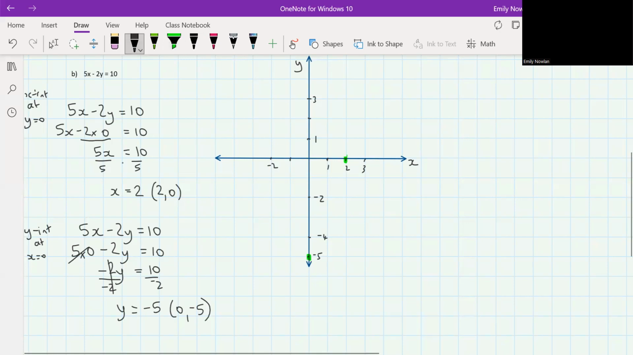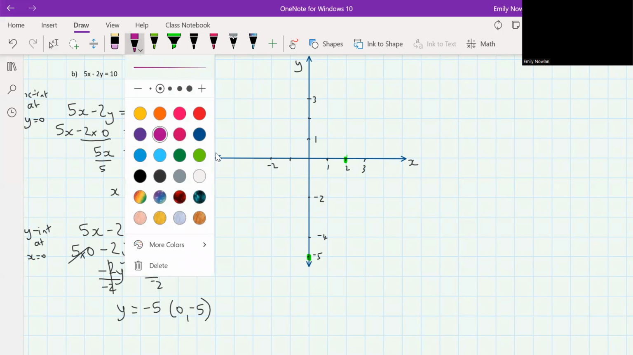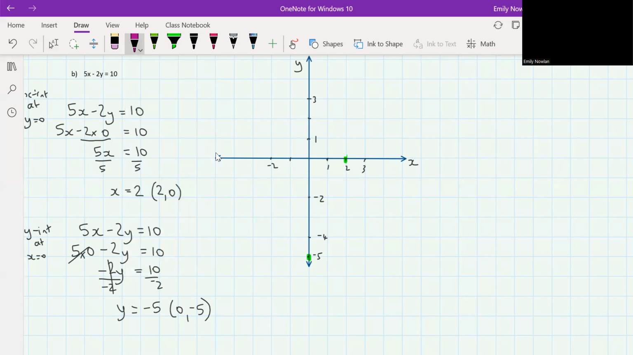Now I get a coloured line here to join it up. Okay, I'm going to get my ruler, just like you are. I'm going to go through here and join up my straight line there, the two intercepts, and that creates my straight line. And hopefully yours did the same.